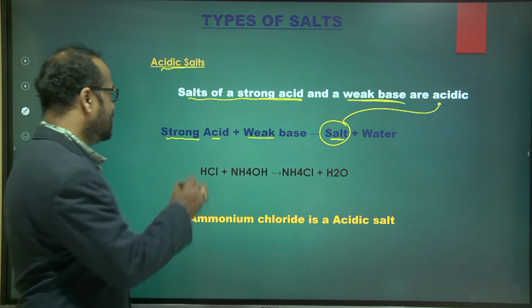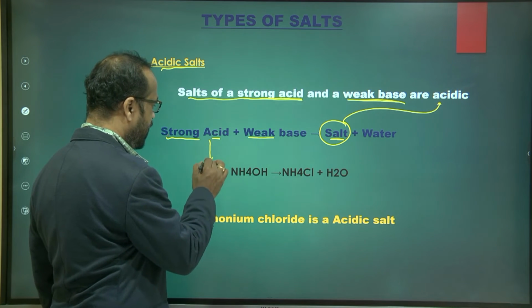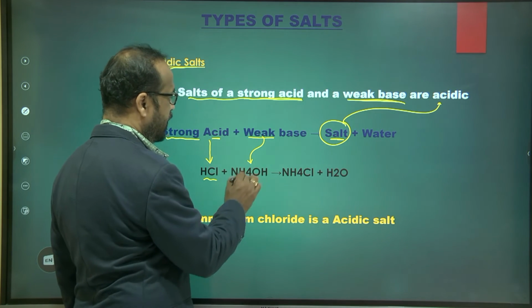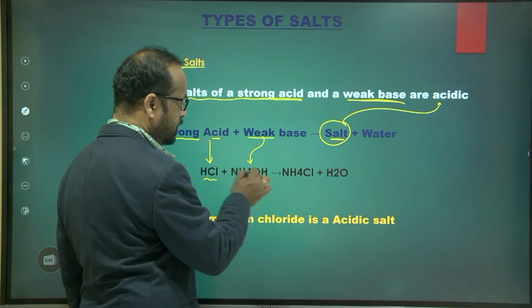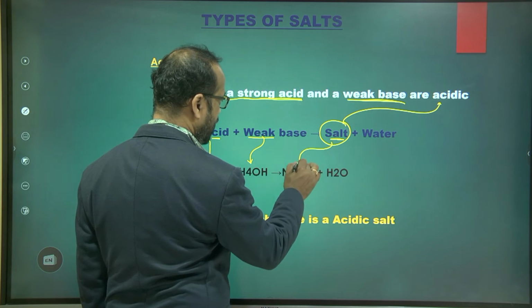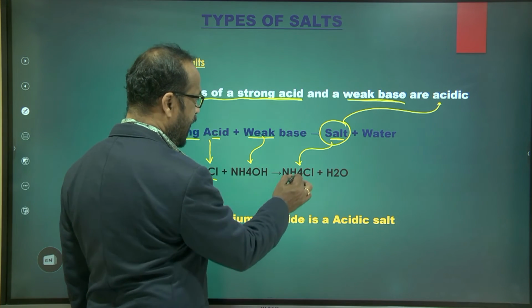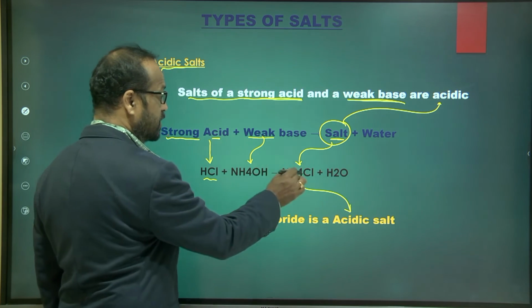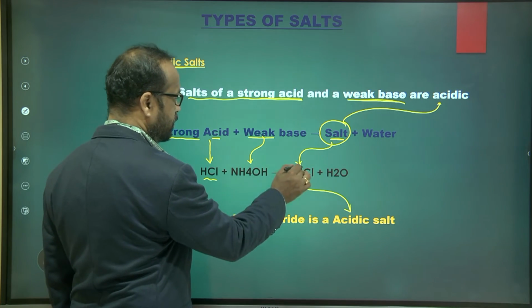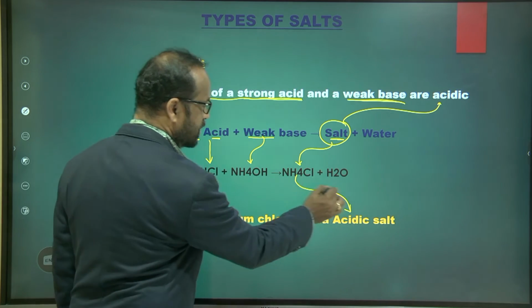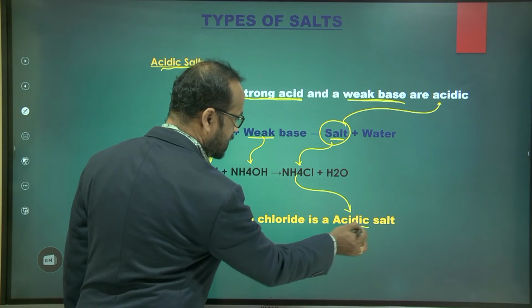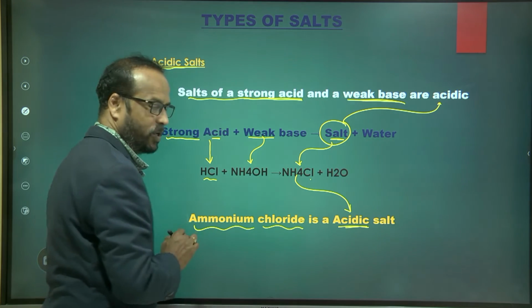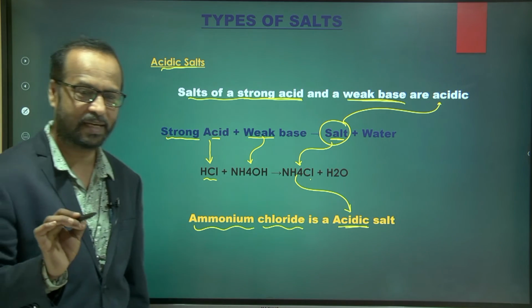Yes, sir. As an example of strong acid, I have already given hydrochloric acid. As an example of weak base, I have given ammonium hydroxide. When these both react, a salt is formed. That salt is ammonium chloride, and this ammonium chloride is an acidic salt because it is formed from a strong acid and a weak base, where the acid strength is more. So ammonium chloride is an acidic salt. Is this clear?